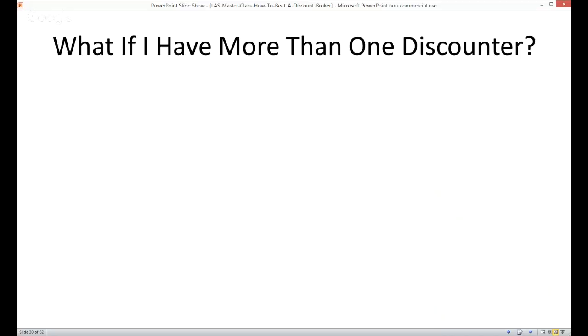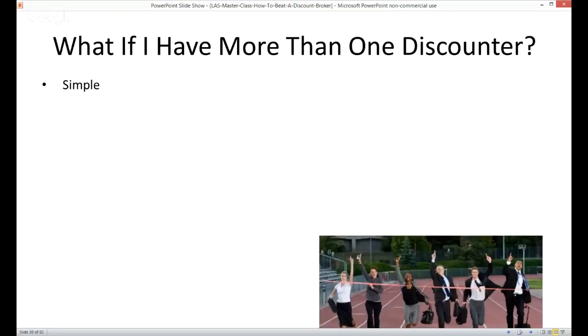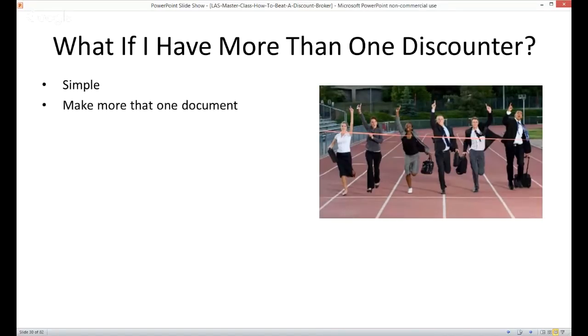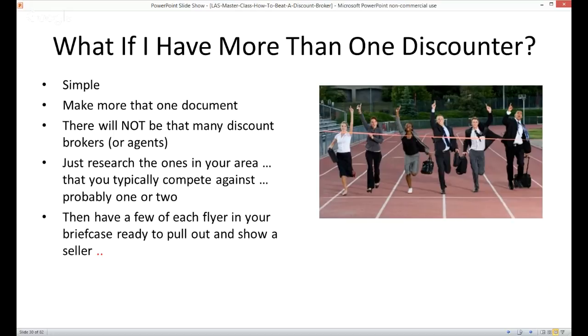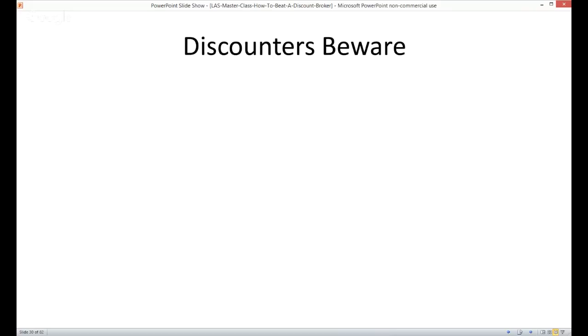All right, what if I have more than one discounter? We kind of addressed this a minute ago, but the answer is just make one document for each discounter. There's not going to be that many in your market, and there certainly won't be that many that you keep bumping into. That's who you want to focus on. Just research the ones in your area that you typically compete against. Again, it's probably one, two, maybe three of them. Once you get this form set up, you're ready to go. Then you have a few of these flyers in your briefcase ready to pull out and show the seller if you bump into this objection.